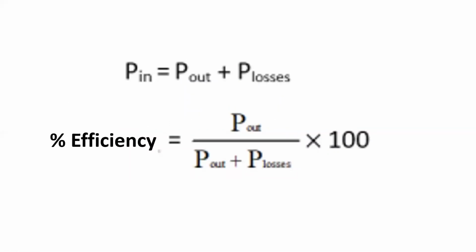So overall, what we get is two formulas that can be used to illustrate efficiency. Power input is equal to power output plus the losses, and percent efficiency is equal to the output divided by the input, right? Output plus losses times 100. So that equation doesn't change through any of your electrical training. Could be for a basic circuit, could be for a motor, or it could be for a transformer.